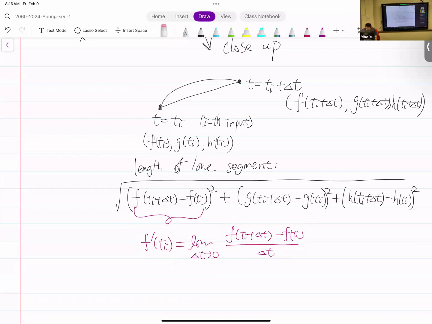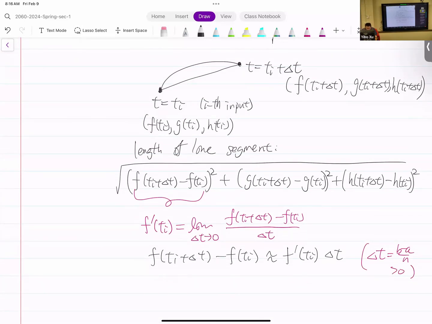Okay. So this is what's called the linear approximation. So the change in output is approximately the slope of the tangent times delta t. And here delta t is always positive, if you recall. Delta t is just b minus a over n, which is positive.